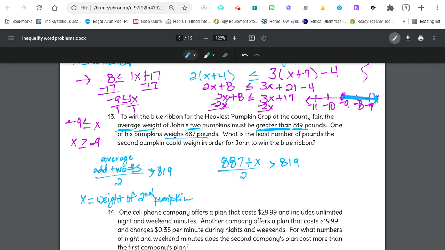So what I'm going to do is multiply both sides by 2. And these are going to cancel. So I have 887 plus x. And this is a multi-step, but then have variables on both sides. 819 times 2 gives us 1,638. I wish I had created more space to show work on this. Let me write that 7 better.